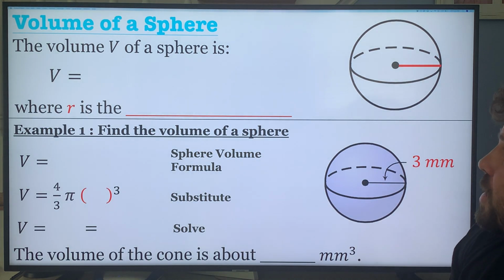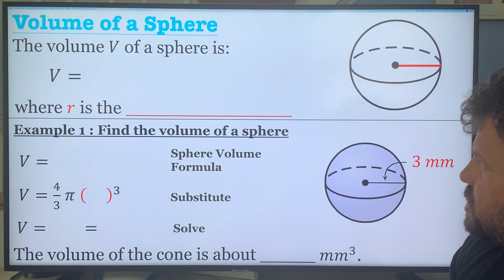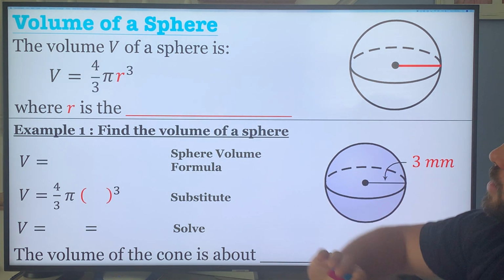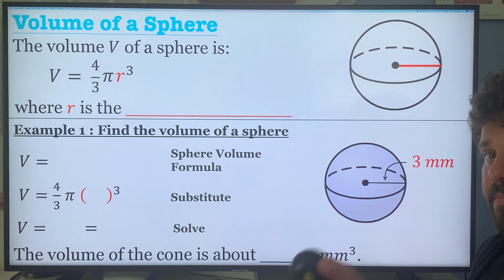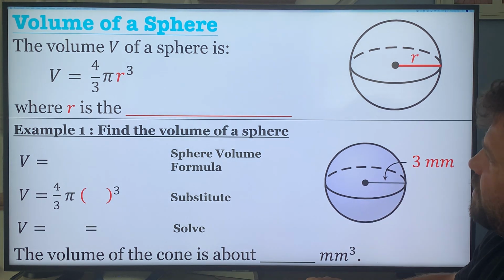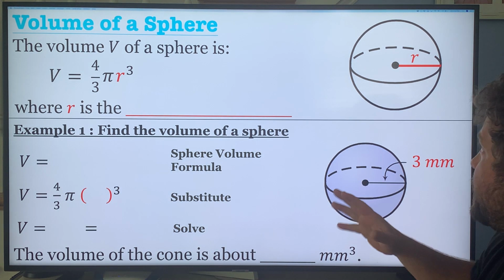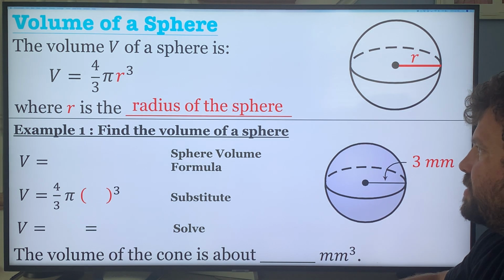How do you find the volume of a sphere? Very difficult mathematical formulas went into defining the volume of a sphere. It is 4/3 pi r cubed, where r is the radius. Even though this formula looks a little wonky, what you do know about it is it's the easiest one to fill in. All you need is the radius, and then you're done. So r is the radius of the sphere.